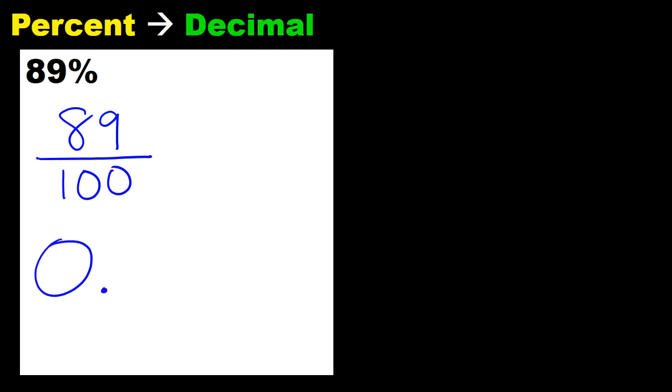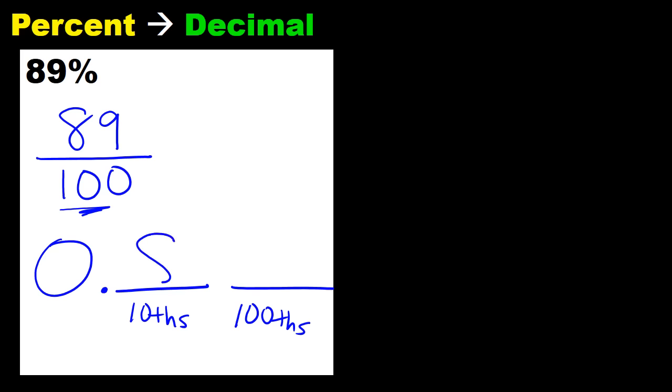So we have 89%. Hint number one said let's put 89 as a fraction over 100. So here I have 89 hundredths. If I was going to write this out as a decimal, I have my tenths place and my hundredths place. The denominator is 100, so I'm going to go 89 hundredths.